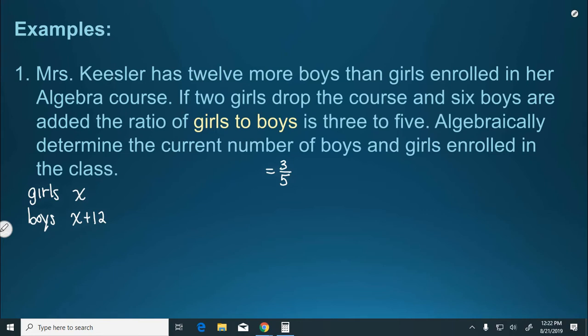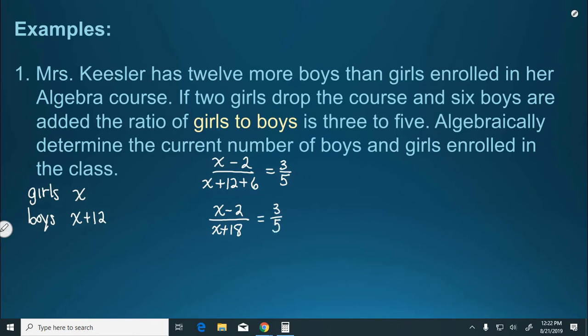Now I go back. It says if 2 girls drop the course and 6 boys are added, the ratio is 3/5. So girls currently is x, but 2 girls are going to drop to make this ratio complete. And 6 boys, we have x plus 12 right now, we're adding 6 to make this ratio 3/5. Now let's simplify that. So now x minus 2 over x plus 18 equals 3/5.